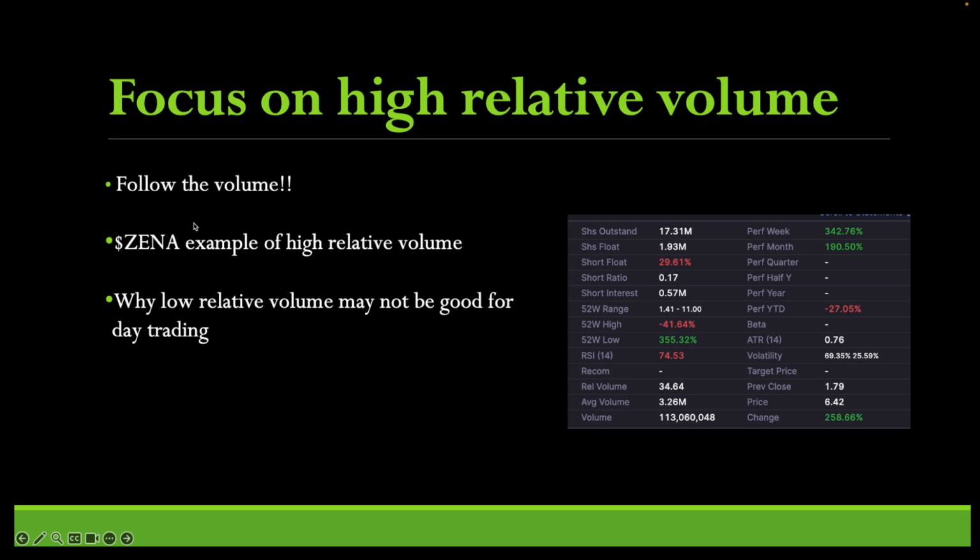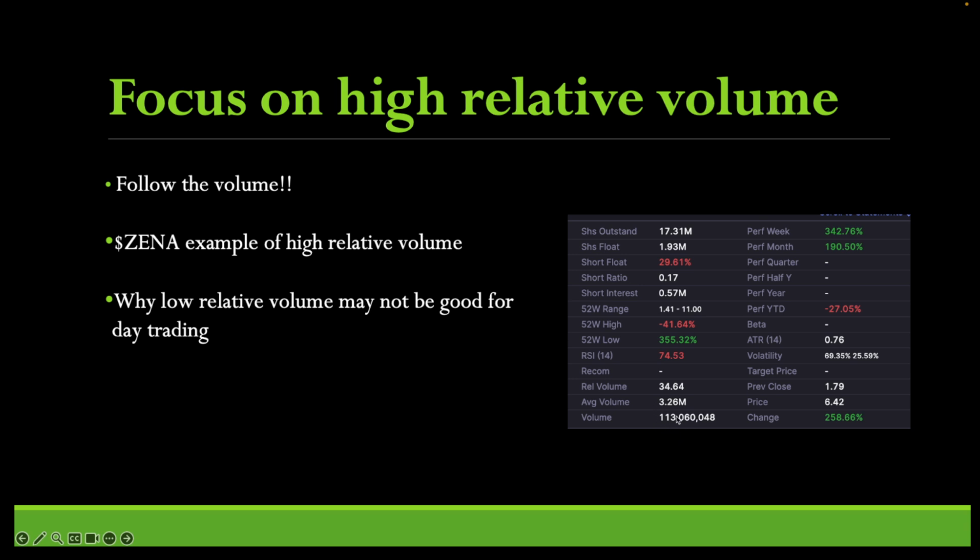Now, I'll use an example from today of why I focus on high relative volume. You can see the data here, and this ticker is ZENA. This was a ticker play today. But you see here the relative volume is 34.64 million compared to the average volume, which is 3.26. So the relative volume is a lot higher.